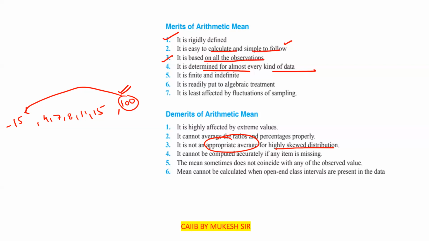The mean sometimes does not coincide with any of the observed values. Like we can say that we have taken the marks of 20 students. Even after that, we may get a mean that does not match any of the observations. The average is not matched with any of those marks.